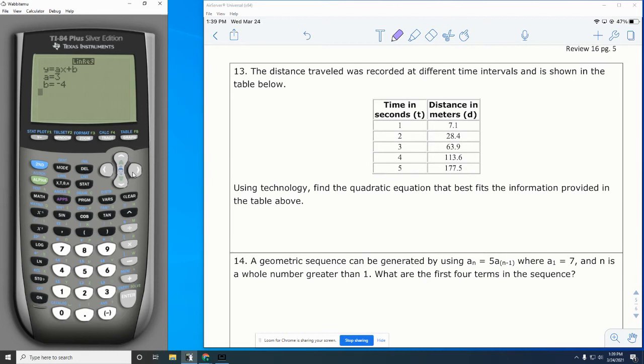Number 13, distance traveled was recorded at different time intervals as shown below. Using technology, find the quadratic equation that fits the table. So I'm going to plug this in and run a quadratic regression. So from here, I'm going to go stat calc option 5. And my quadratic regression, my a value is 7.1, and I don't have b or c, so it's just 7.1x squared.